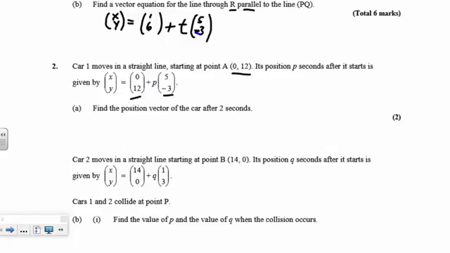P is a scalar, some sort of number, and in this case it represents the number of seconds after the car starts. It's important to keep in mind, though, that this direction vector is kind of like your change in x, your delta x, and this is your delta y, which is down here.